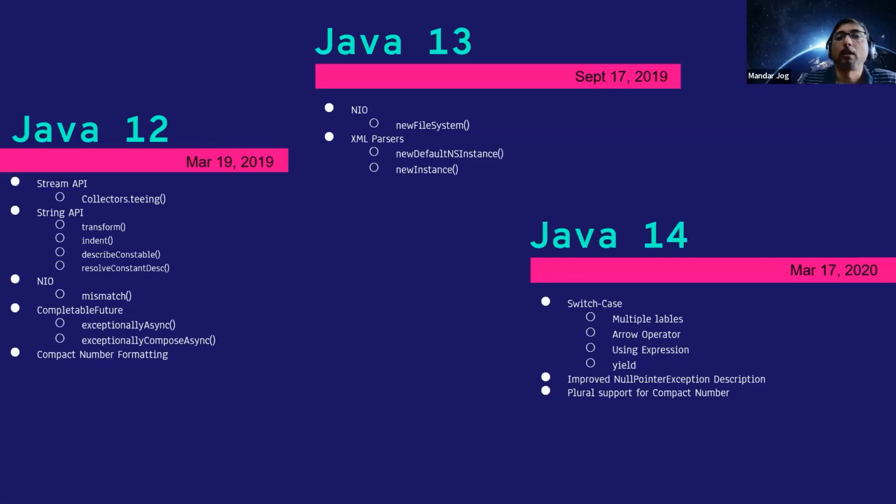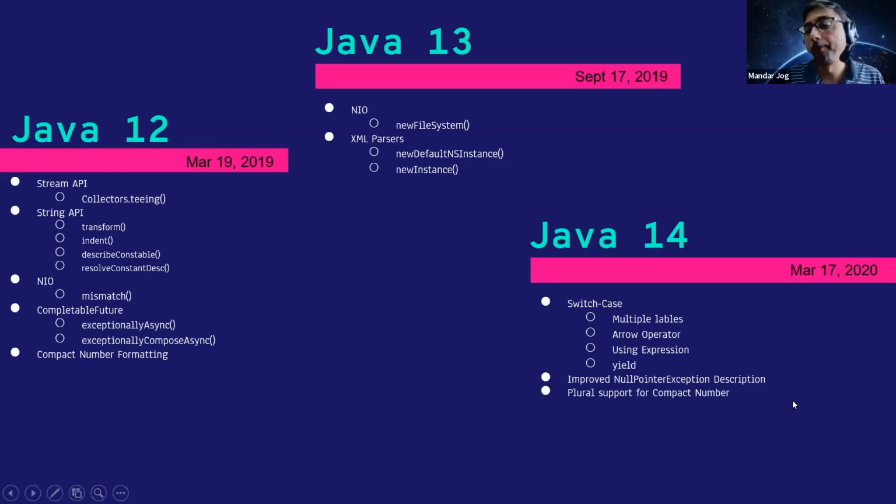Java 13 is another version which is very minor. Something really worth talking about is the new file system and XML parsers. We never talked about XML parsers from the beginning because there were no updates to the XML parsers. You probably know the concept of SAX parser and DOM parsers. These XML parsers have been modified in the way the objects are created, with some new methods, which are nothing but new default instances and new instance. This is about Java 13.